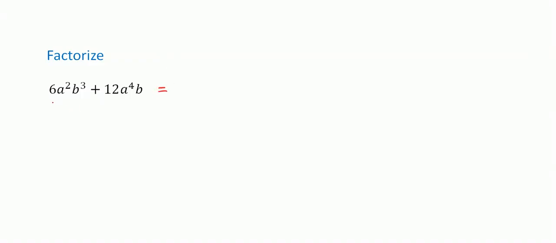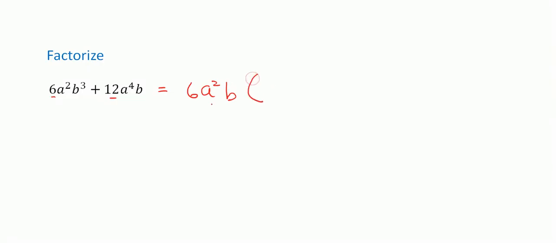In this case, we have 6a squared b cubed plus 12a to the power 4 b. So we look at the numbers first. We have 6 and 12. The HCF of 6 and 12 is 6. We look at the a terms. We have a squared and a to the power 4, so the HCF will be a squared. Then we look at the b terms. We have b cubed and b, so the HCF will be b.